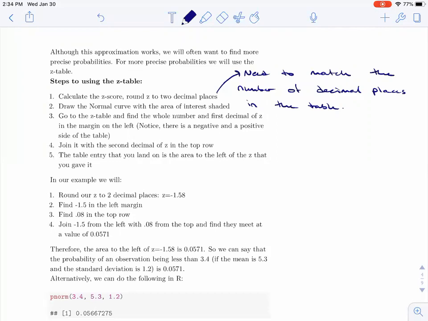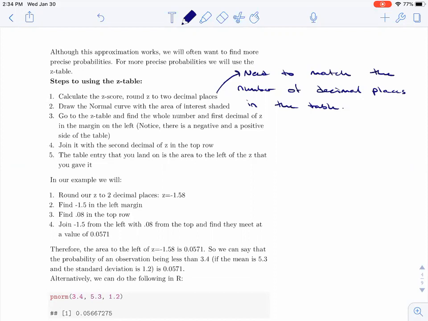So calculate the z-score, round it to 2 decimal places, and then go to the z-table and find the whole number and the first decimal of z in the margin on the left. Notice there's a negative and a positive side of the table. And then join it with the second decimal in the top row. The table entry, the ones in the body of the table, is the area to the left.